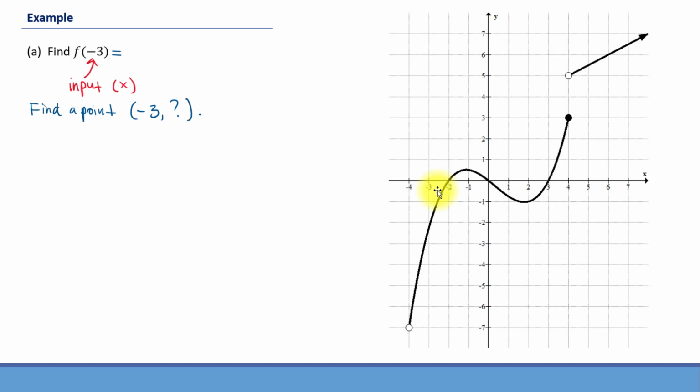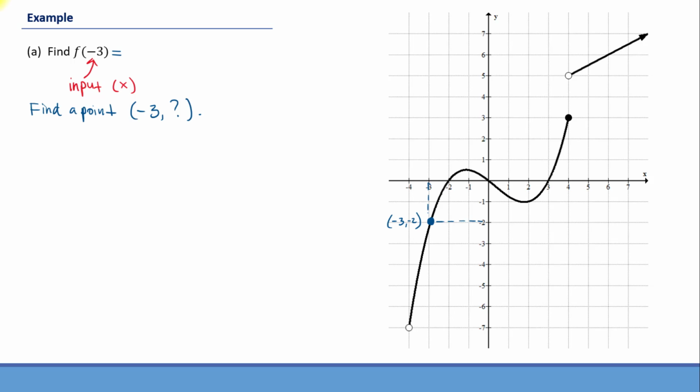Let's see. So x equals -3 on the number line is here. Let's project it, in this case, down to the curve, and let's see where we hit the point that has x coordinate -3. It's right here. Now, what is the y coordinate of this point? It's -2. So that's the point -3, -2.